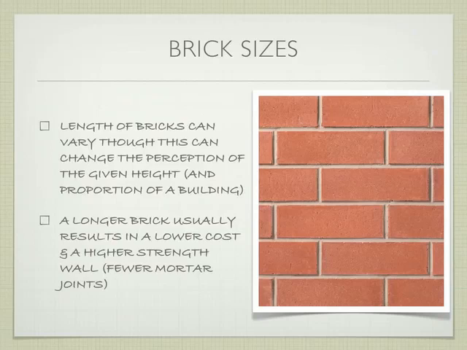So the lengths of brick, which I just showed you in those examples, can really vary. And the thing that is often glossed over by this is that it can completely change what your building looks like from the outside. If you have longer bricks, your building's going to look shorter and squattier on the ground. If you have shorter bricks, your building's going to look taller. So you as a designer have that kind of control over what your building's going to look like.